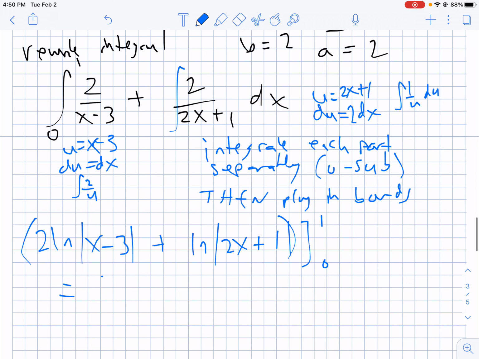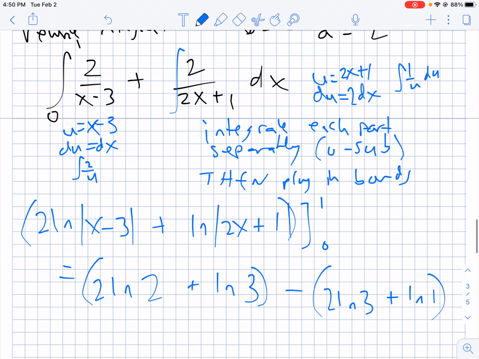So when I plug in the 1, I'm going to get 2 ln of 1 minus 3, which is 2 ln 2, plus the ln of 3. And when I plug in 0, I get 2 ln of 3 plus the ln of 1. Okay, and that's fine. You don't need to simplify. That's how you do these problems.